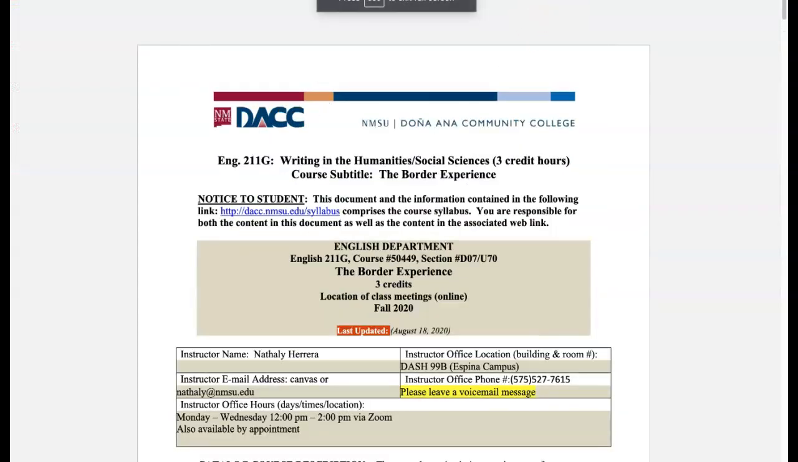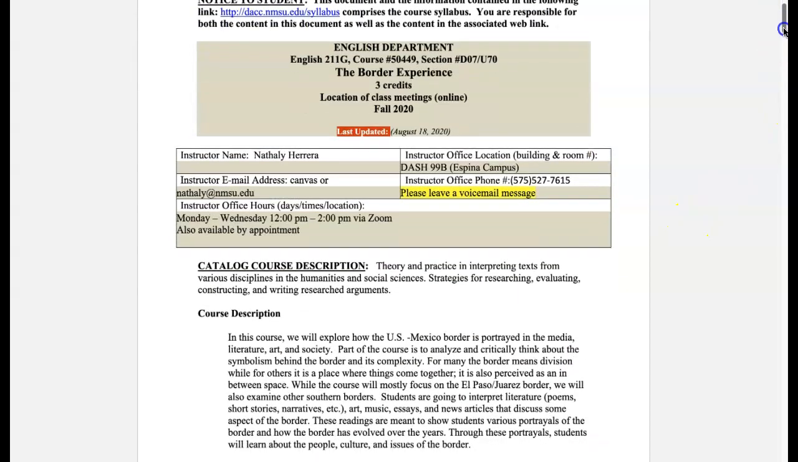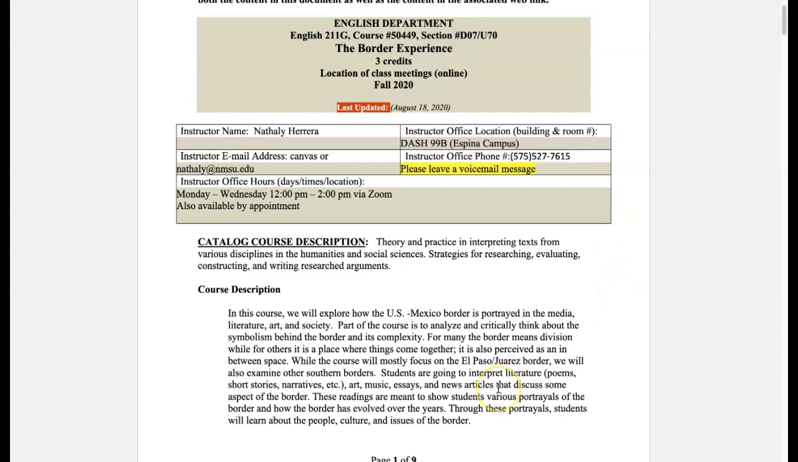Now, one of the things that you want to keep in mind is that this is an English 211 class. It is 3 credits and the subtitle is the border experience. So basically this class deals with the US-Mexico border, and it also is going to focus on nonfiction, fiction, poetry, readings that discuss what life is like on the border.